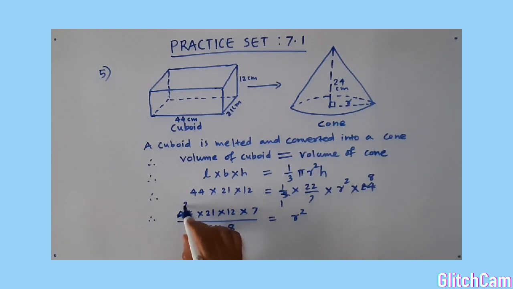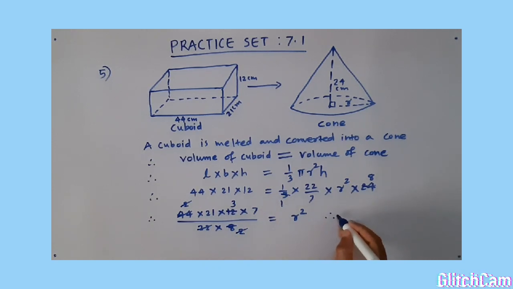22 2s are 44, and then you know 8 and 12 fall in the table of 4. 4 3s are 12, 4 2s are 8, and these two will get cancelled. So simply I have to cancel these 2s, and now what is left is 21 multiplied by 7 3s are 21. So I will write that r square is equal to 21 into 21.